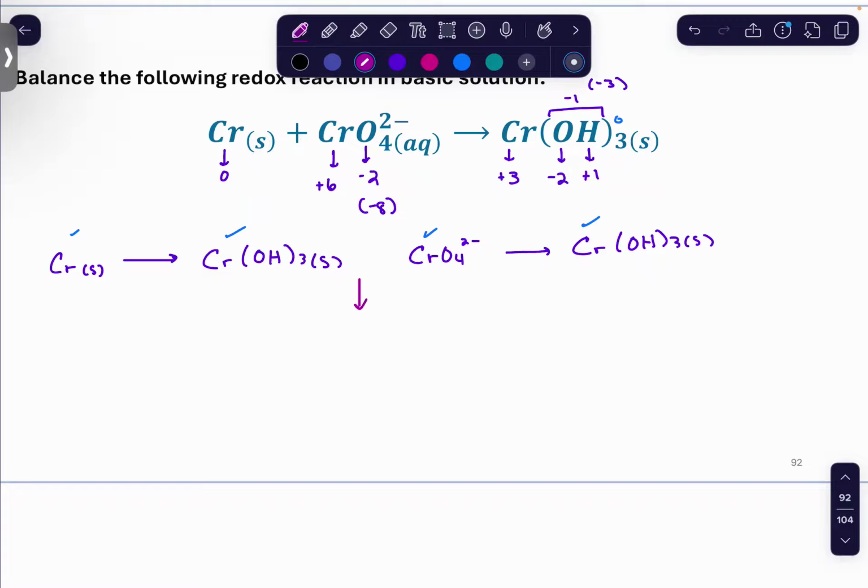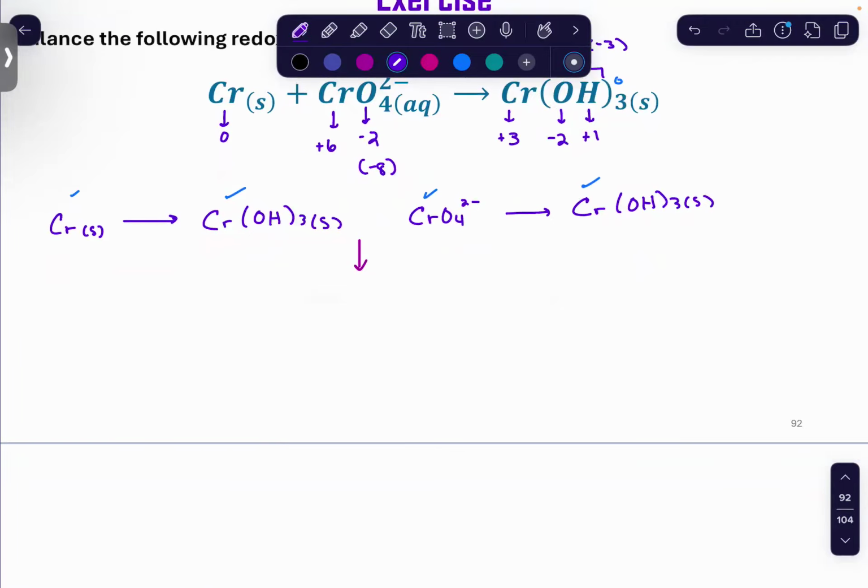So now we're going to balance oxygen using waters. You look here, the chromium hydroxide, you have 3 hydroxides, which leaves 3 oxygens, so I need 3 waters on the left side. Okay, so that's going to be solid chromium, 3 waters, and then the chromium hydroxide.